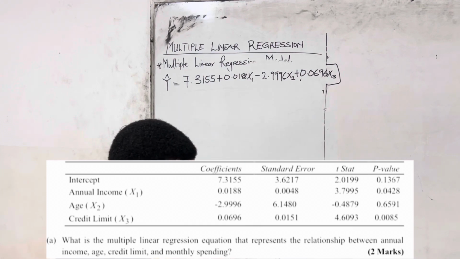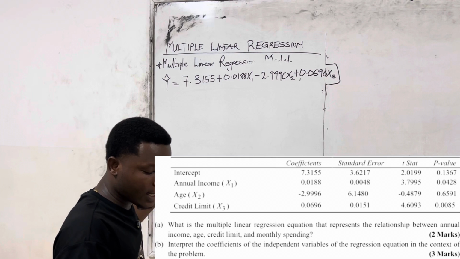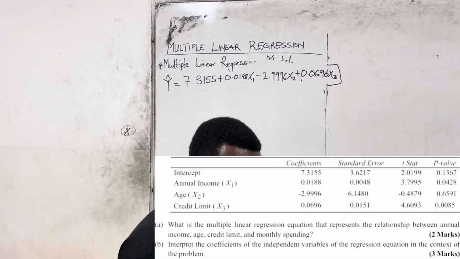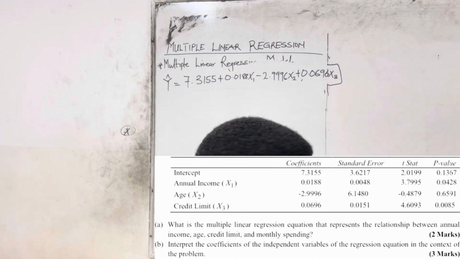And then the second question is about income, age, credit limits, and monthly spending. It asks us to interpret the coefficients of the independent variables of the regression equation in the context of the problem. So in the context of the problem, we are talking about what?